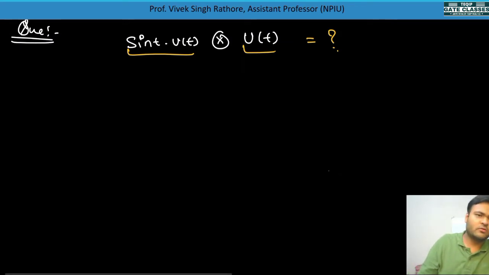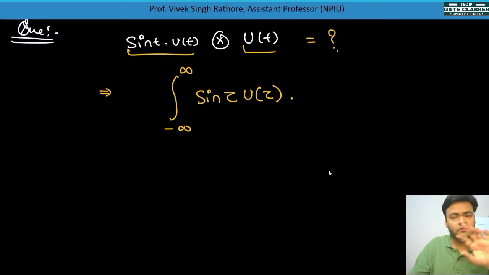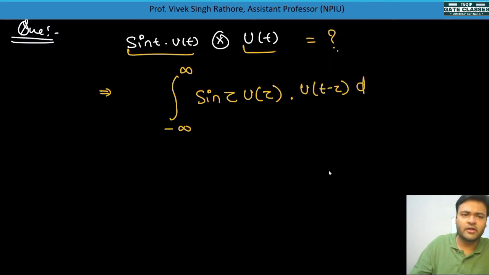Now how can we do it? For calculating the response of a system, you just need to integrate from minus infinity to infinity, and for both signals you need to change the domain. The first signal's domain you change: sin tau u(tau). The second signal you need to reverse and then shift, so you can write u(t minus tau), and the differential will be d tau. Very easy, actually.